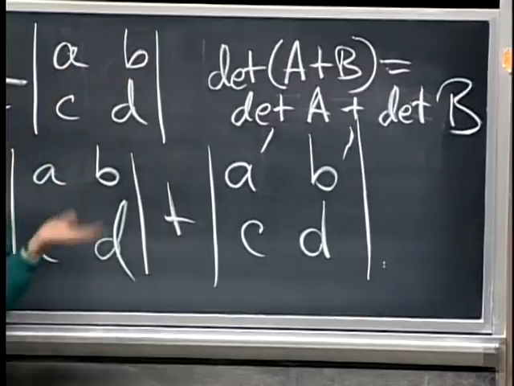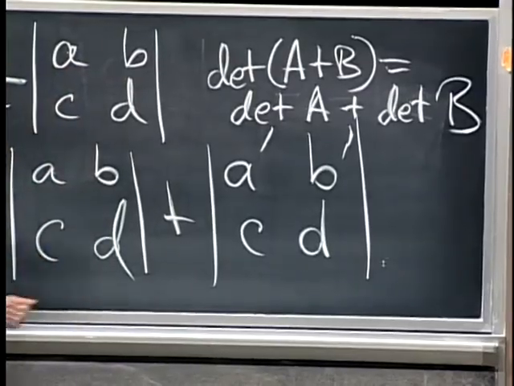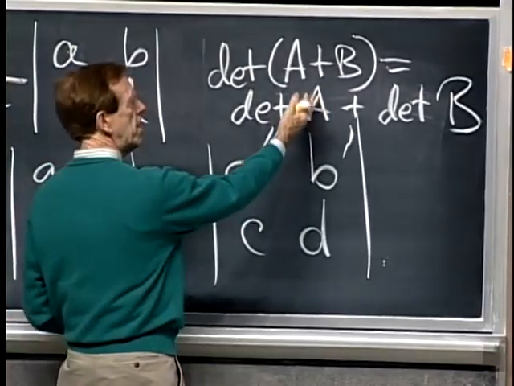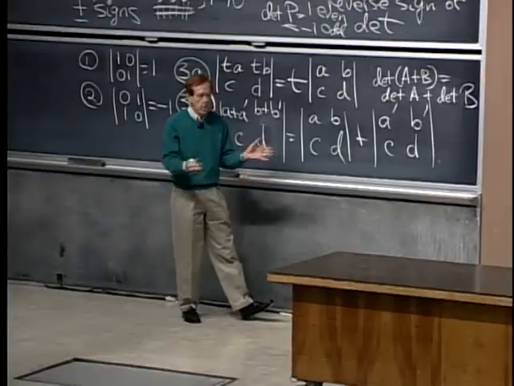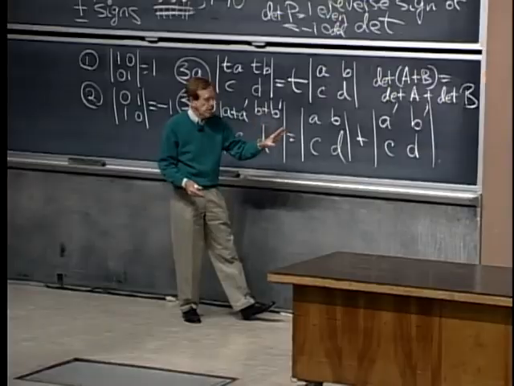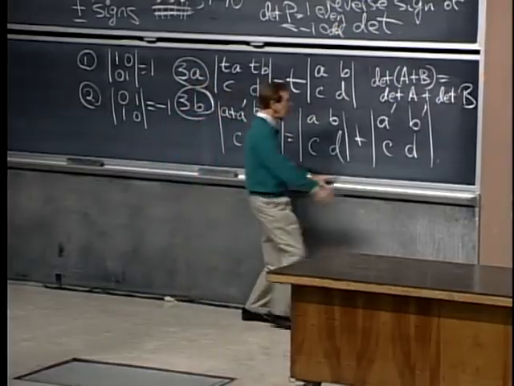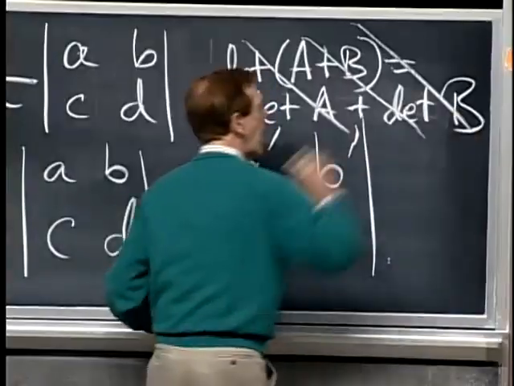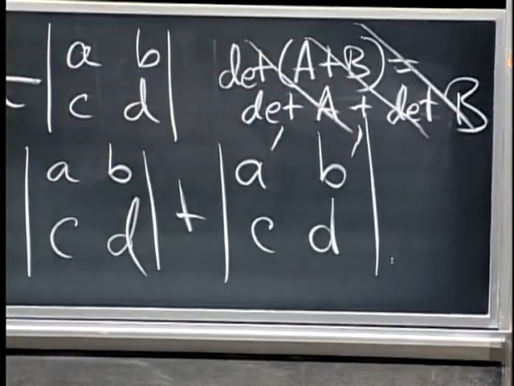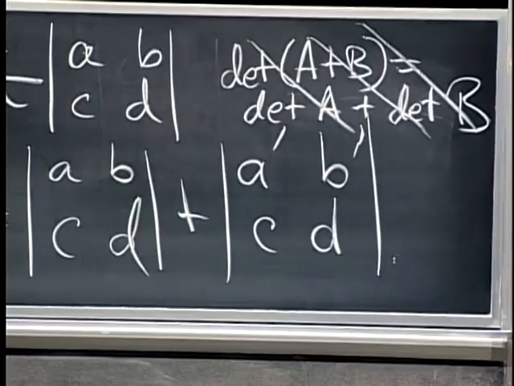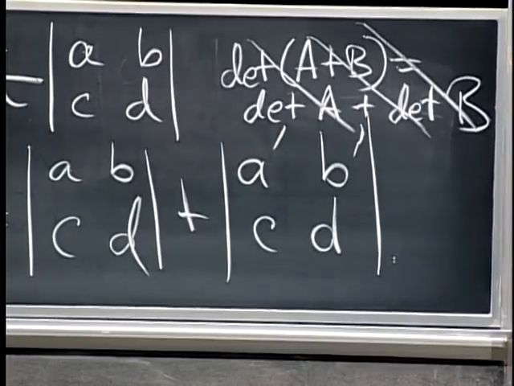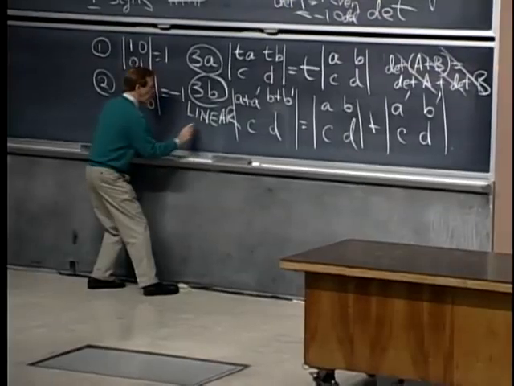How do I get it onto tape that I'm not saying that? You see, this would allow all the rows, A to have a bunch of rows, B to have a bunch of rows. That's not the linearity I'm after. I'm only after linearity in each row. Linear for each row.